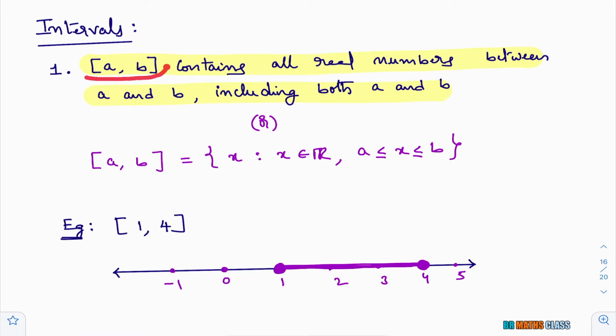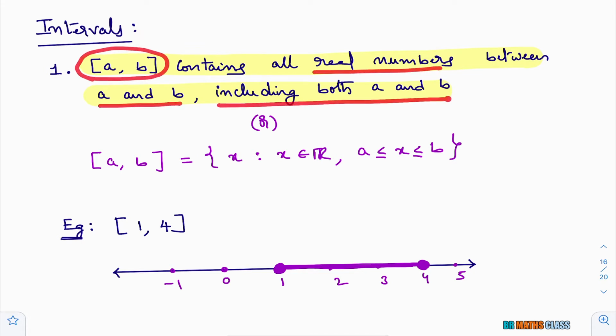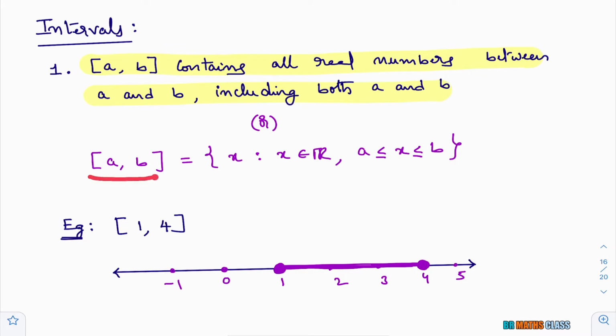Closed interval a comma b means what? It means that it contains all real numbers between a and b, including both a and b. What I have written here, the same thing we can write in set builder form. You observe here, this is closed interval a comma b. Closed interval a comma b means it contains all real numbers.